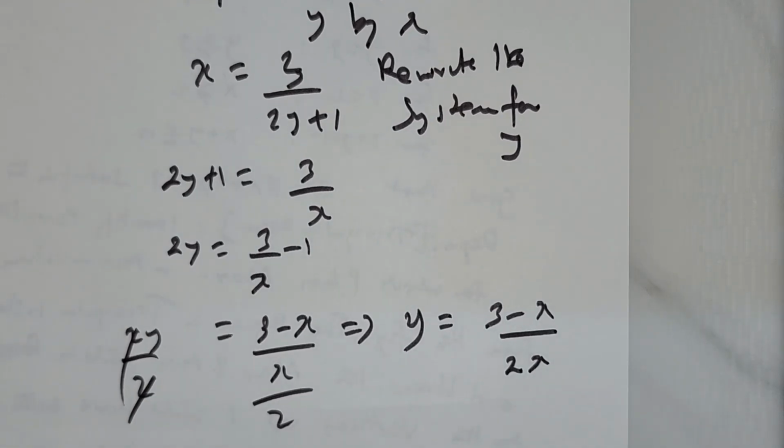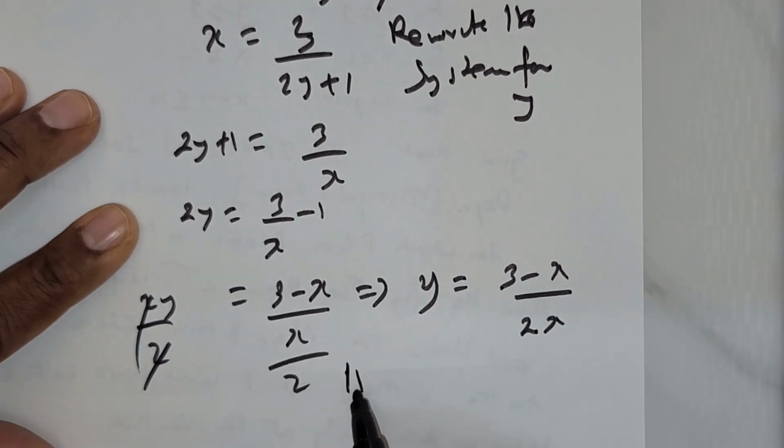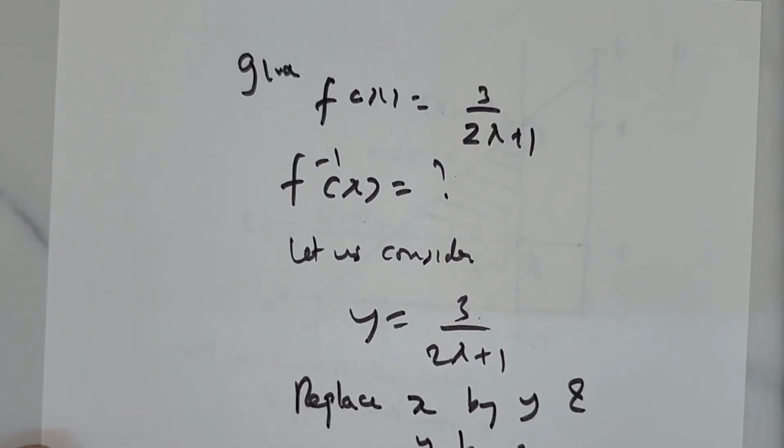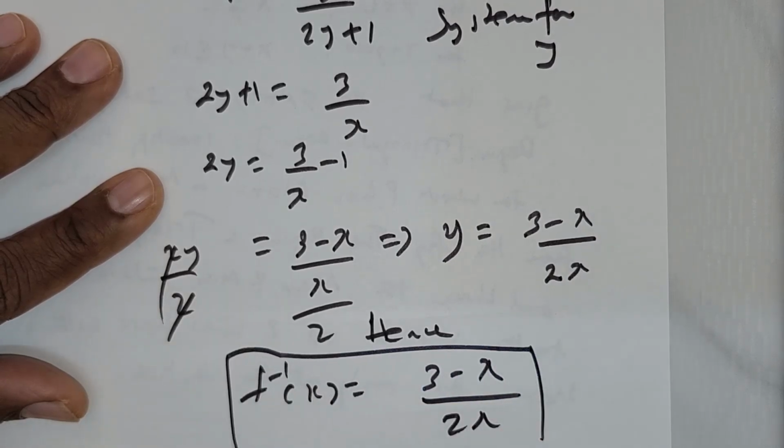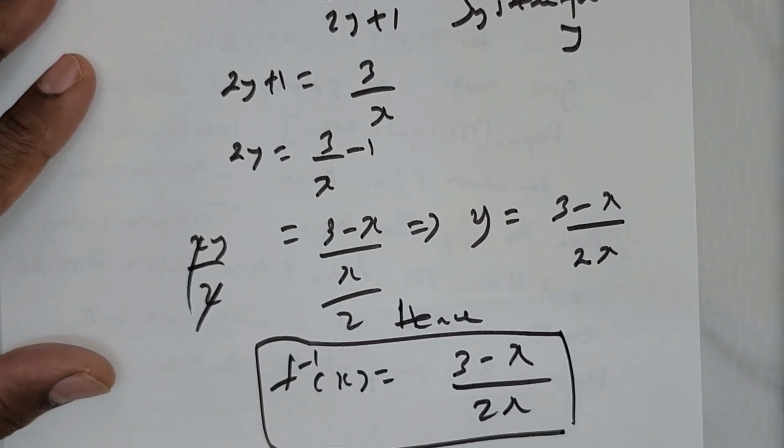So now the final solution. Hence you need to write all this. So hence f inverse of x is nothing but (3 minus x) over 2x. So that completes the solution for question number 9.